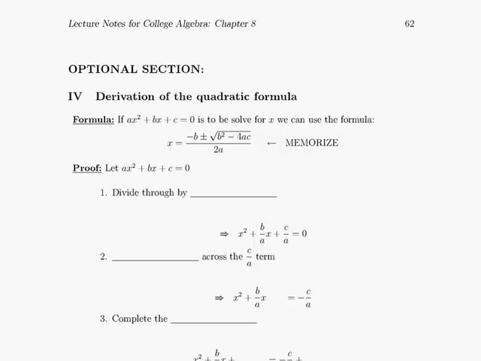This optional section is a chance for you as a user in this course to see where the formula that we utilize so heavily in section 8.2 comes from. This is the derivation of the quadratic formula. Now you'll recall from section 8.2 that if ax squared plus bx plus c is equal to 0, when we solve for x, we end up with the quadratic formula. The quadratic formula being this equation right here that we used, like I said, very heavily in section 8.2.